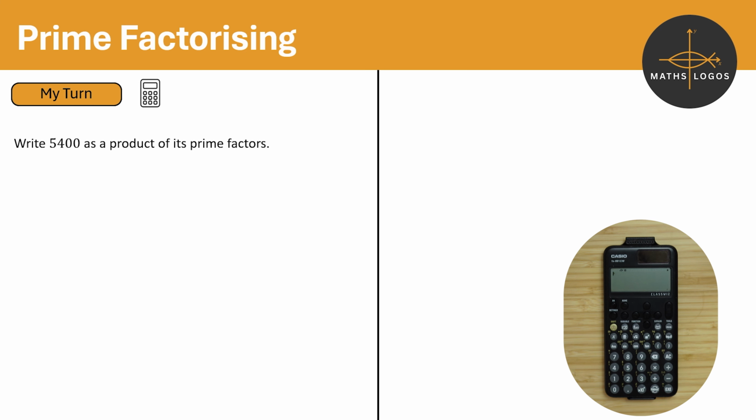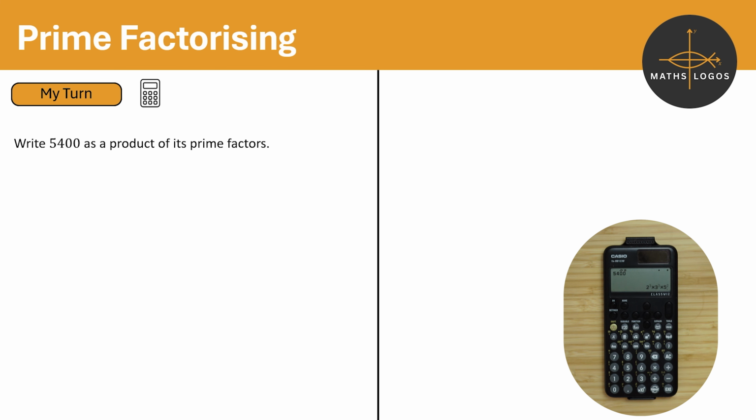So let's look at our first example. Write 5,400 as a product of its prime factors. So what we want to do is head over to our calculator, and I'm going to type in the number 5,400. Then if you're using a calculator similar to mine, you'll hit the execute button in the bottom right corner. Then we'll hit the format button, and we want to navigate down the list to where it says prime factor and click OK.